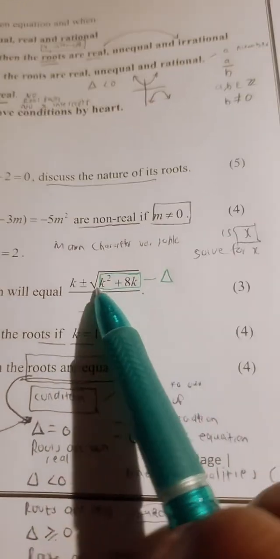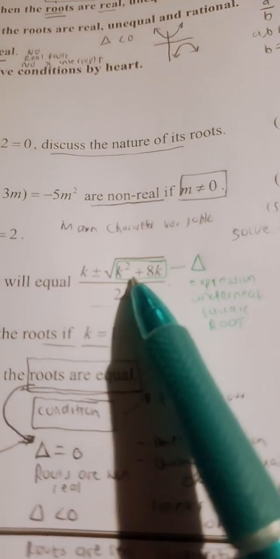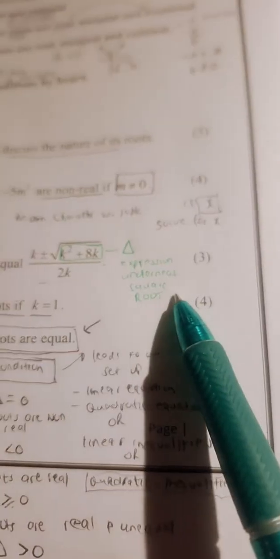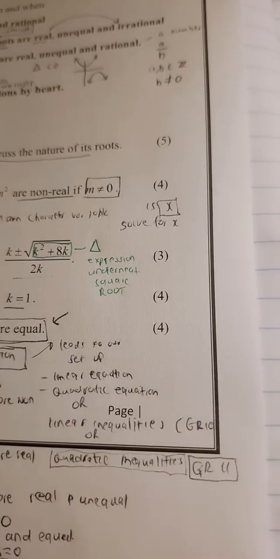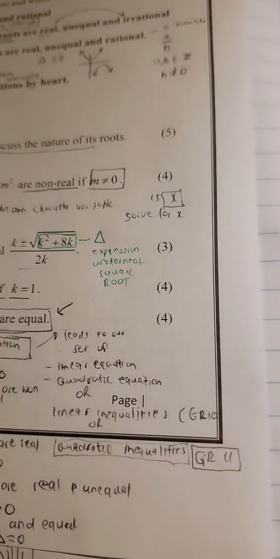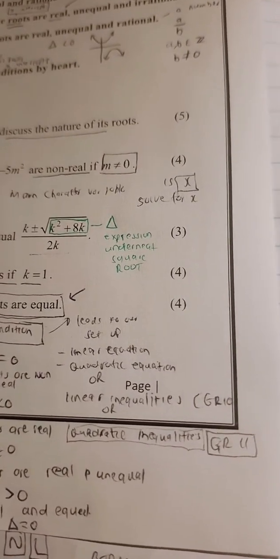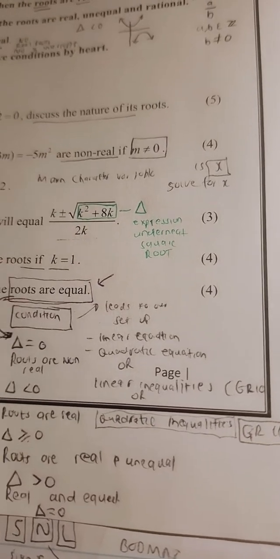This section here, underneath the square root, what does it represent? What does this expression underneath the square root represent? Yes, guys. The expression underneath the square root, k squared plus 8k, represents delta or the discriminant. Thank you so much, Nozi and Gazi. Beautiful stuff. So proud. You make me so happy.